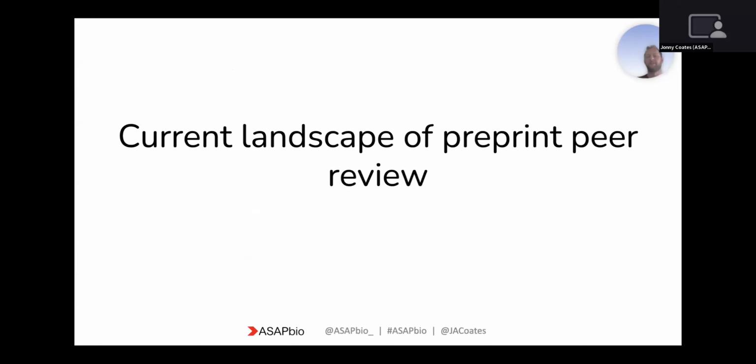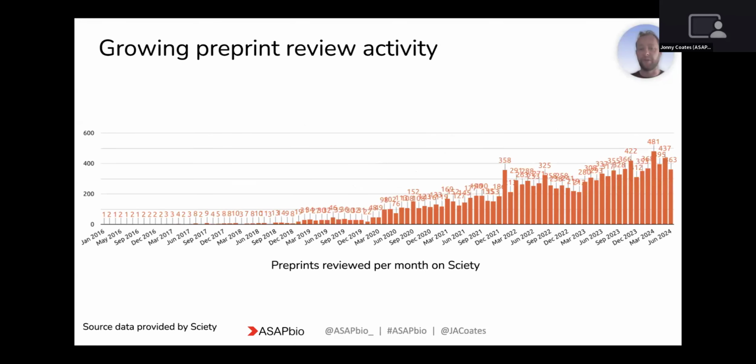So what's the current landscape of preprint peer review? Well, this is growing every day. I said it started around 2017. You can see there was a very small number during 2016. And it really is growing month on month. The most recent reliable data would be before June, around here. This is data from Society, so there are going to be things missing from here. But this is really great to see. This is definitely an increasing space.